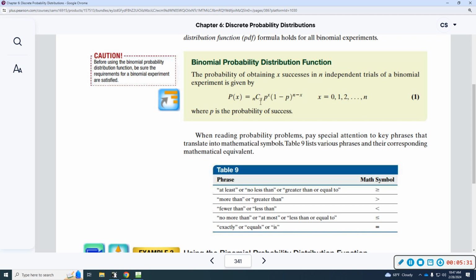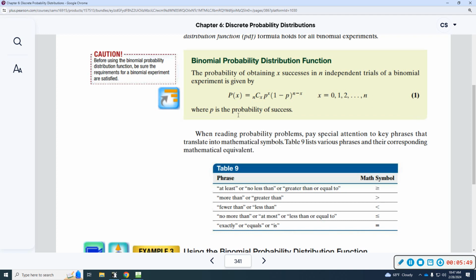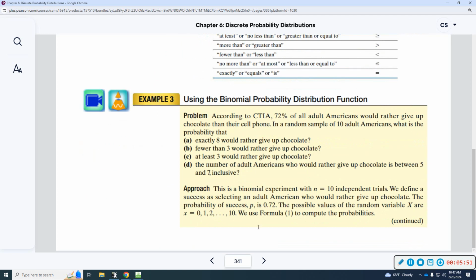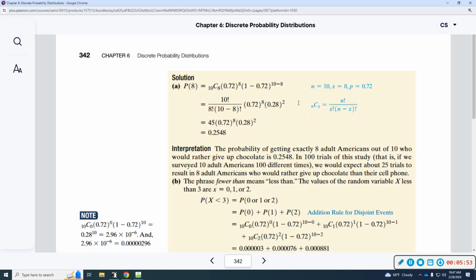We're going to be choosing x of them to be success. So the probability of success is going to be raised to the power of the number of successes, and then you're going to do n minus x, which is the number of trials minus how many are successful. That will leave you with how many are failures, times that failure rate. Then you have some examples, and they're showing you how to plug this in if you were using technology.